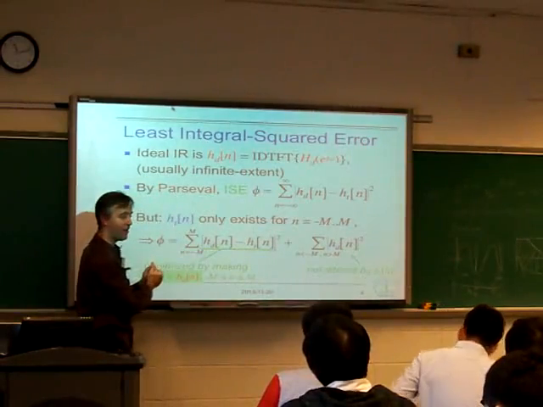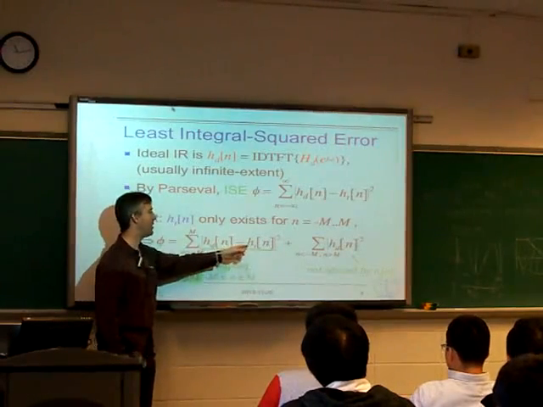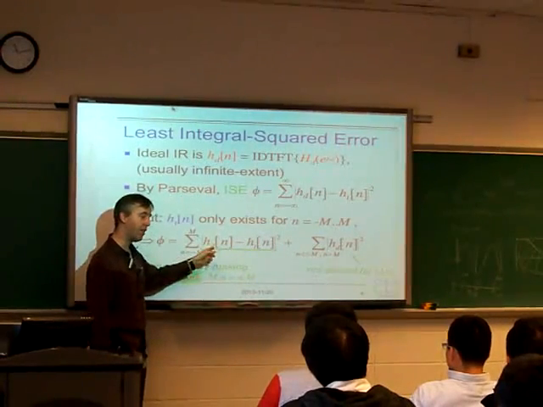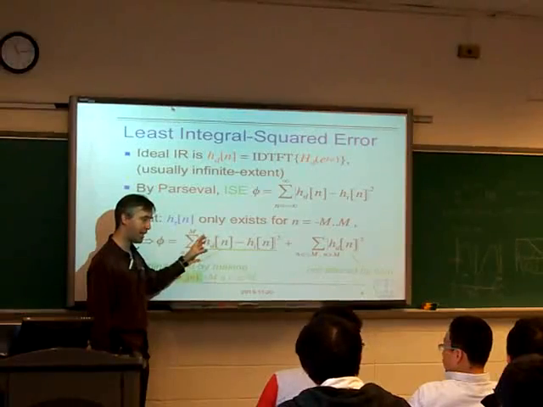Now, how do we compute that ht of n in the first place? We don't, hd of n is assumed given, right? I know, but we're assuming that hd of n is specified. That's what we're trying to match.